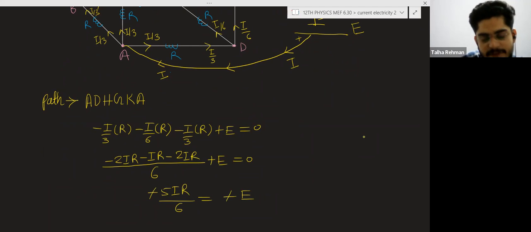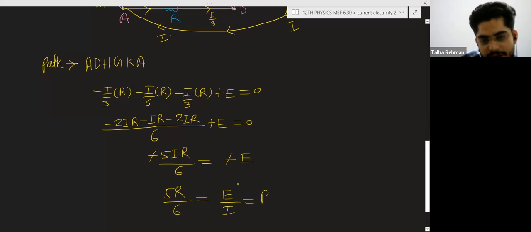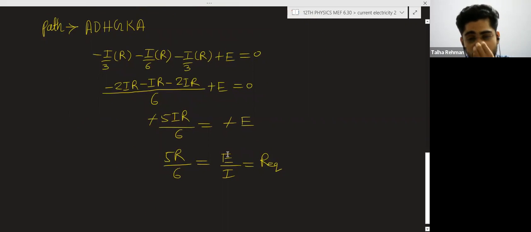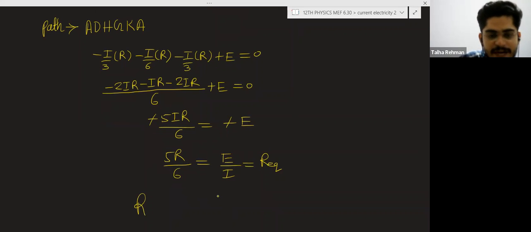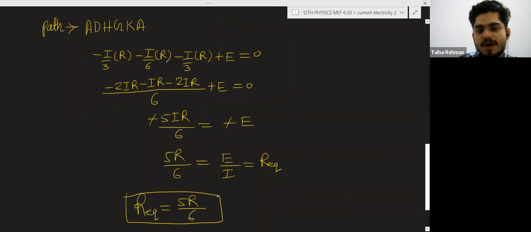The minus and minus cancel out. This is 5R by 6, this is E divided by I, and this is the R equivalent. What is the R equivalent? R equivalent is equal to the total EMF divided by the total current, and this comes out to be 5R by 6. So R equivalent is equal to 5R divided by 6. This is your answer.